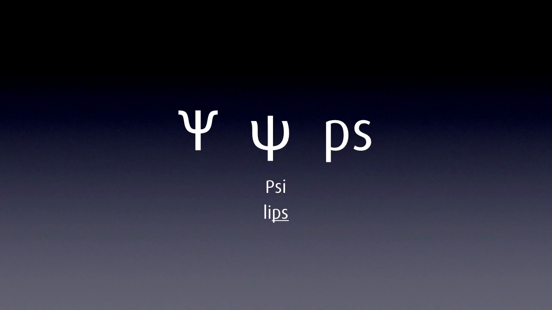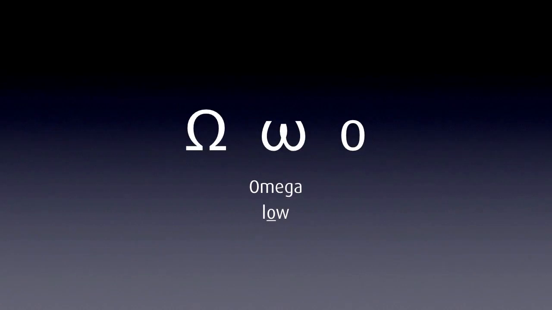Then we have psi. As with some of the others, this one is quite different in form from the letters in our English alphabet. Psi makes a sound like the P and the S in the word lips. The last letter in the Greek alphabet is omega. Notice the lowercase form looks just like the English letter W. This letter makes an O sound, as in the word low.